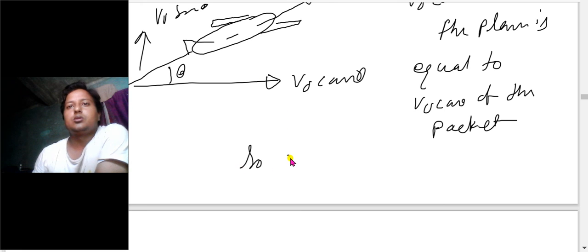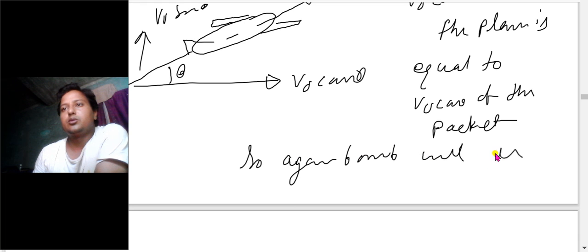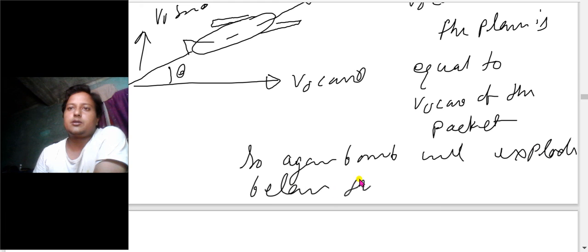So again, the bomb will explode below the plane.